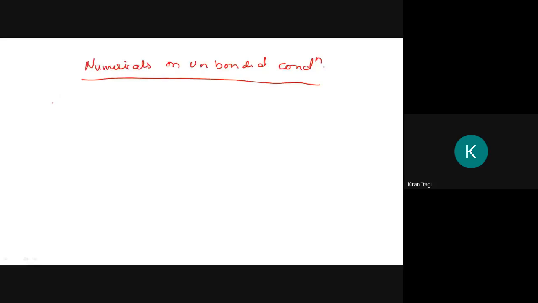Okay. We will see numericals on unbonded conditions. You know what you mean by unbonded conditions. So we will see the first numerical: a post-tension beam with unbonded tendon. He clearly says that it is unbonded tendon, post-tension, of a rectangular section 400 by 800.